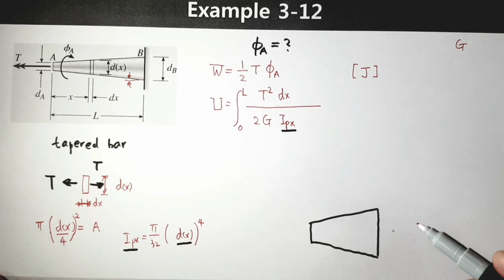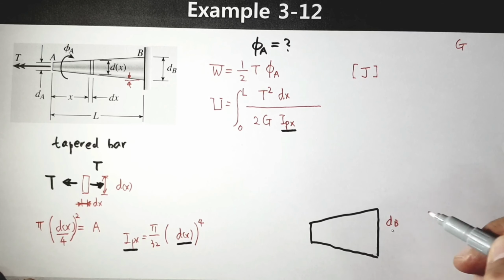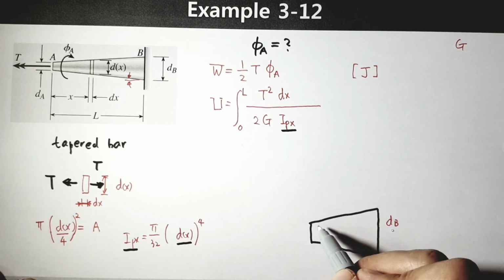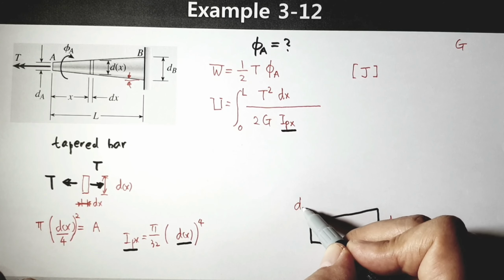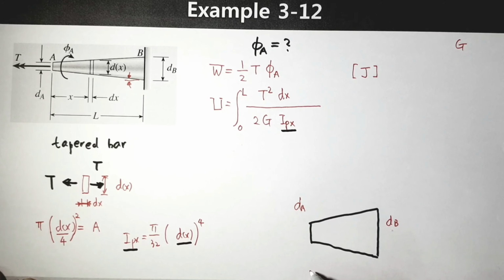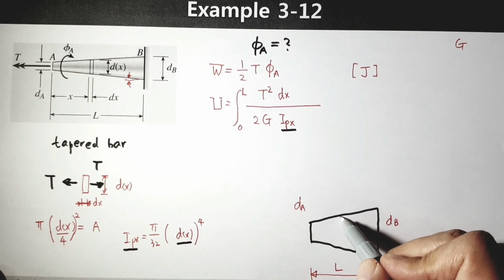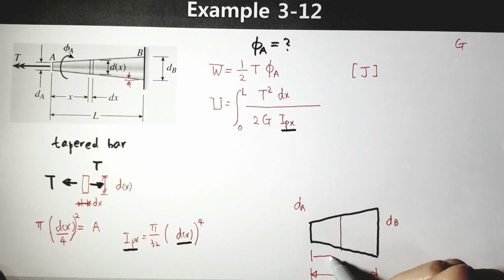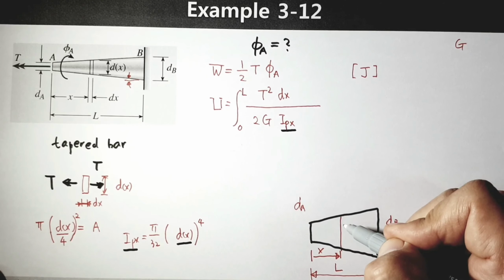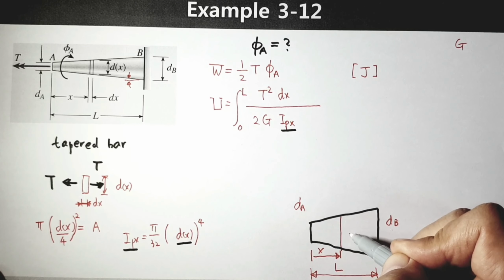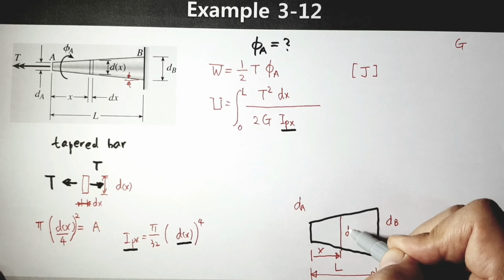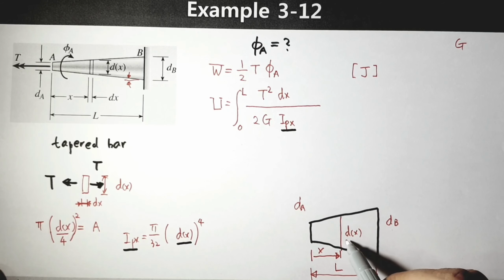Okay, on the right side is dB. On the left side, this length is dA, and this length is, let's say, L. Somewhere here, we introduce x, and its diameter is dx. We would like to know dx.